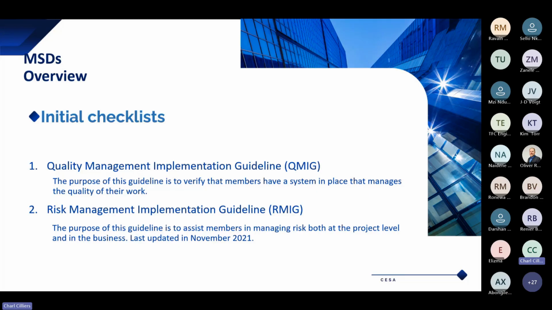Then secondly, there was the Risk Management Implementation Guideline, the RMIG, and it basically talked about what sort of risks consulting companies faced and how to manage those risks on a project level, but also in the business itself. And that document was last updated in 2021, and I think we also updated the QMIC. So these documents still are available from the CESA website, and they're very good references for the management systems declaration.